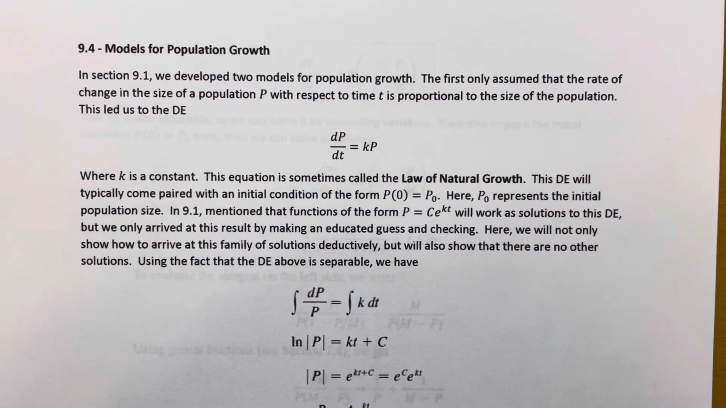All right, we're in 9.4 now, and we're looking at models for population growth. And in this section, we're only talking about the two models for population growth that we've already discussed a little bit previously in Chapter 9. So in particular, we're looking at what's called the law of natural growth, which is the first one that we talked about, and then we're looking at the logistic model.